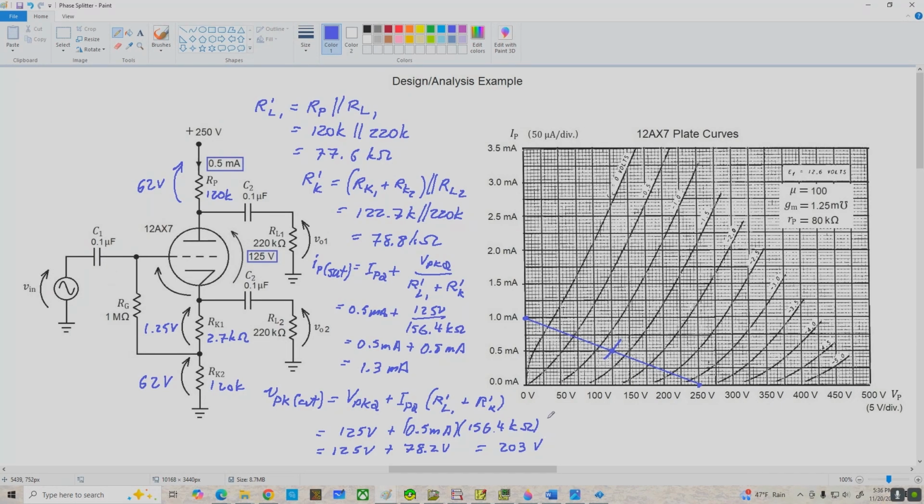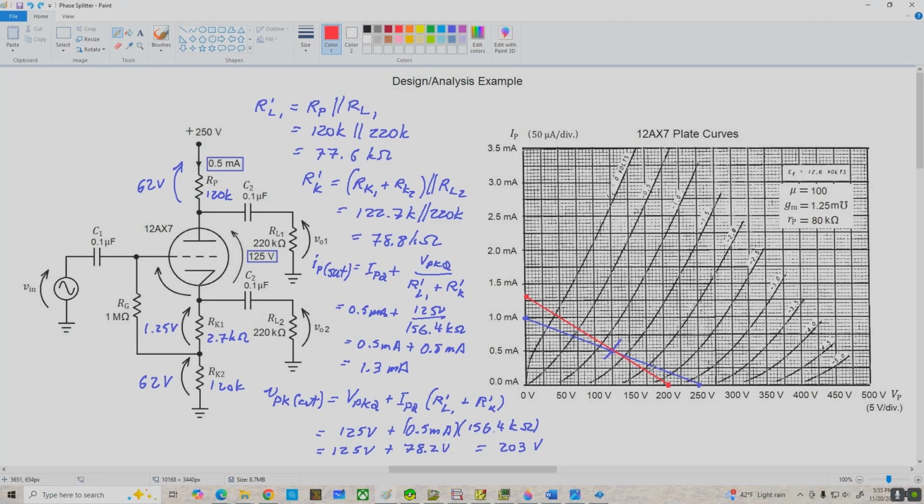So let's go up and change colors and find our endpoints here. 1.3 milliamps, that would be 1.123 right about here. And 203 volts, let's see, 205, it's right about here, close enough, and we'll connect these up. And there is our AC load line, goes right through the Q point as usual.